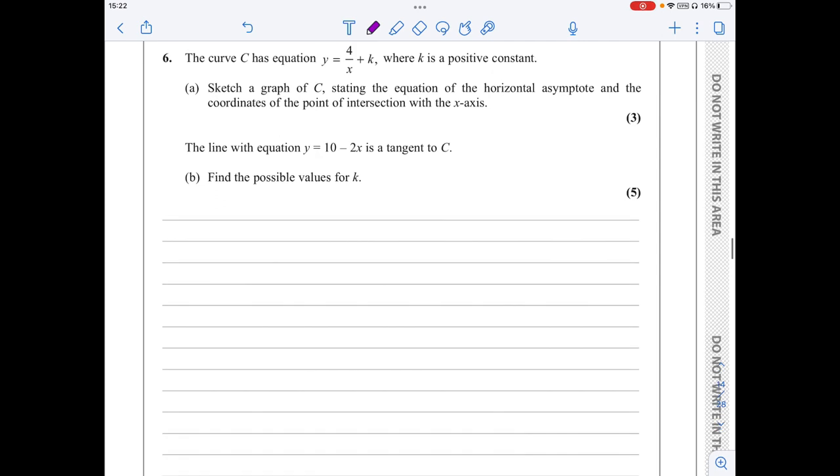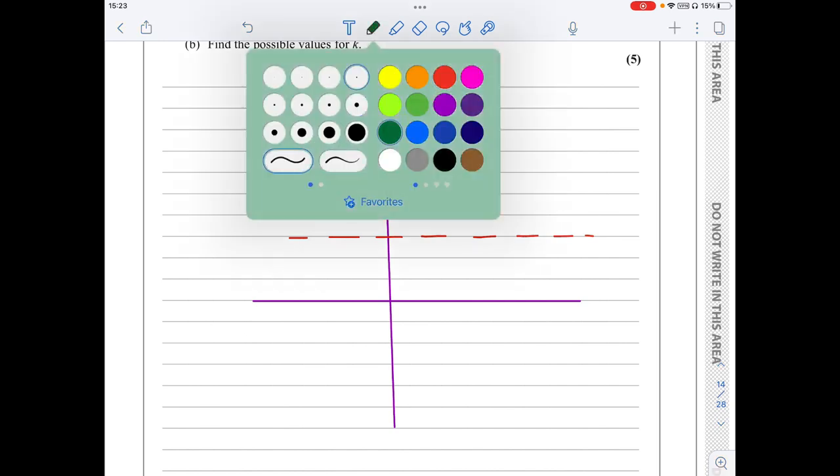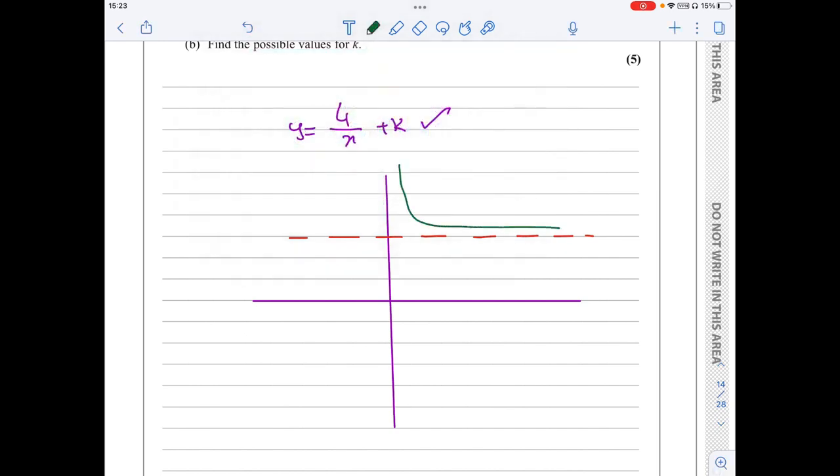Question number 6. The curve C has an equation y equals 4 upon x plus k, where k is a positive constant. Sketch the graph of C, stating the equation of the horizontal asymptote and the coordinates of the point of intersection with the x-axis. So 4 upon x plus k. This plus k is going to be the horizontal asymptote. Four upon x is a positive reciprocal function over here and over here.